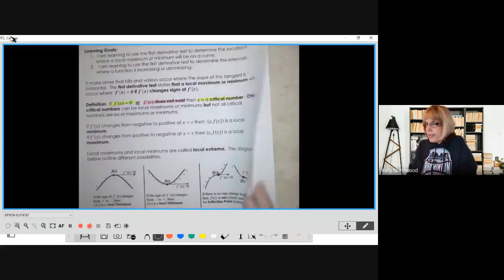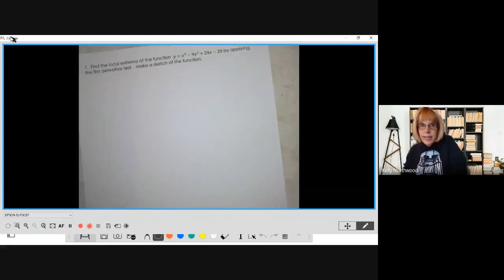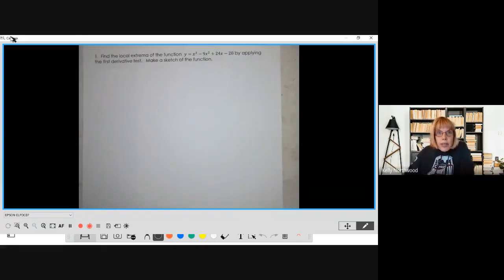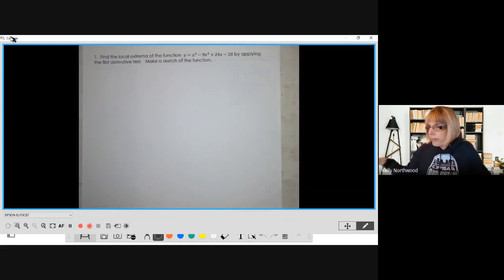All right, so now we'll actually just get to it. Find the local extrema of the function y equals x cubed minus 9x squared plus 24x minus 20 by applying the first derivative test. Make a sketch of the function.